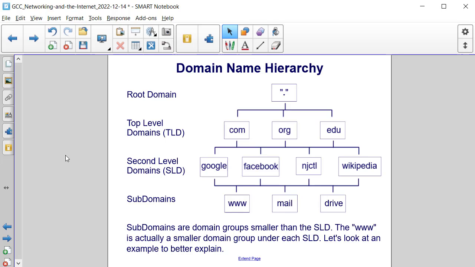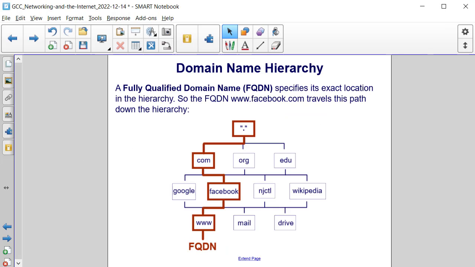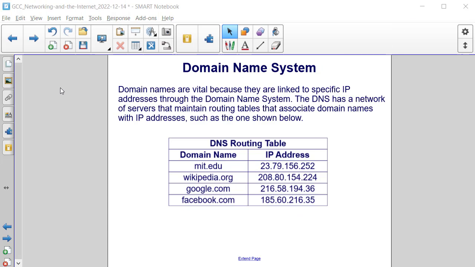Let's look at an example to better explain this. A fully qualified domain name, or FQDN for short, specifies its exact location in the hierarchy. So the fully qualified domain name www.facebook.com travels this path down the hierarchy. So you have the .com and then Facebook and www. So that's the fully qualified domain name.